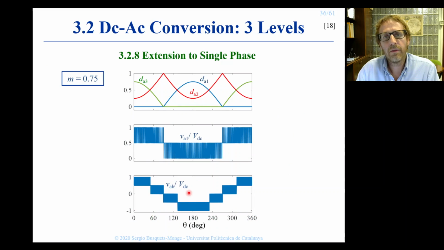This is how this single phase pulse width modulation performs. We can see now that we have a simple commutation pattern in both the leg voltage and the differential voltage across the load.